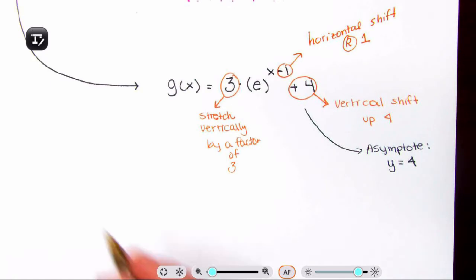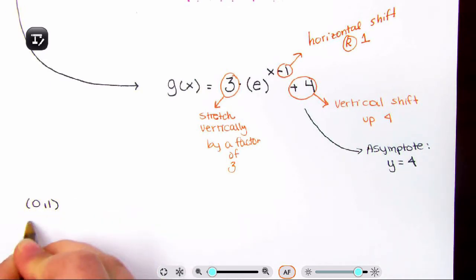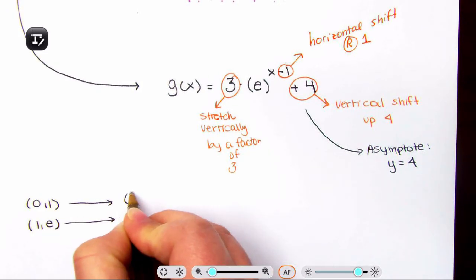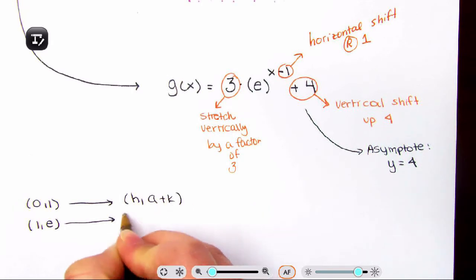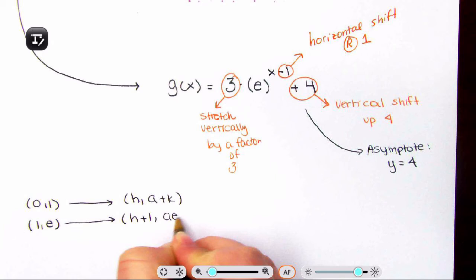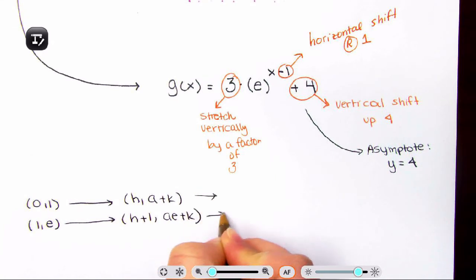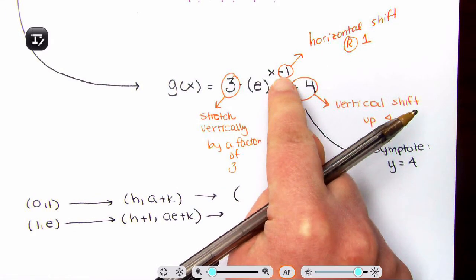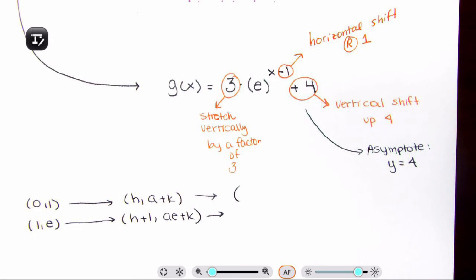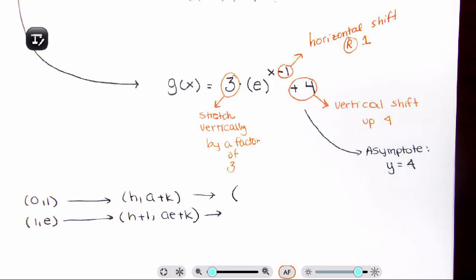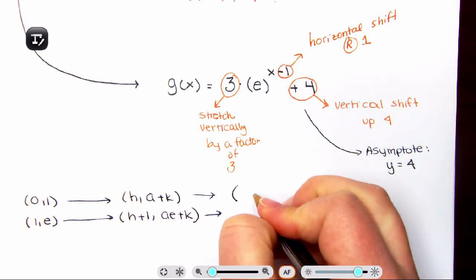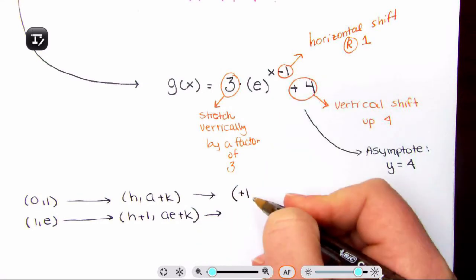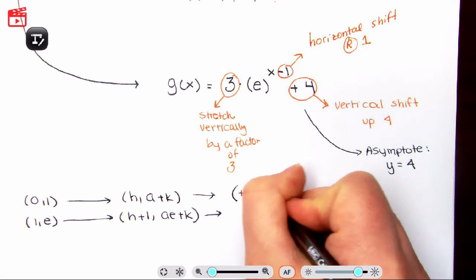So for the reference points, you know that your parent function are these, but they're going to transform. The first point transforms to h, a plus k. The second point transforms to h plus 1, a e plus k. So all you have to do is now take your values, plug them in. Your h value is -1, but you're going to do the opposite. So if you see -1, you're going to do the opposite. So in this case, you are doing a +1 because we're doing the opposite. And here we're doing a, which is 3, k, which is 4.